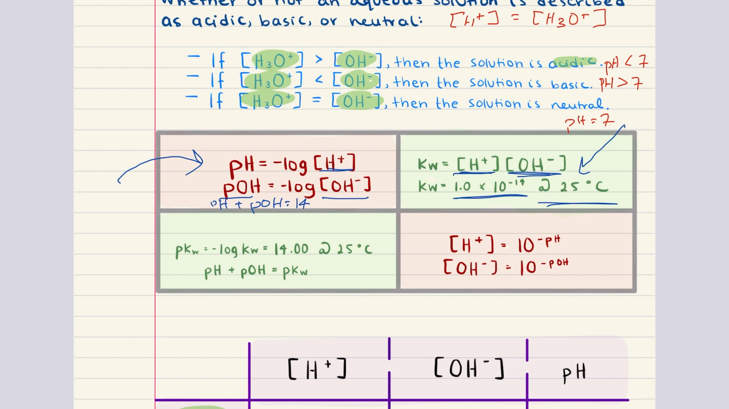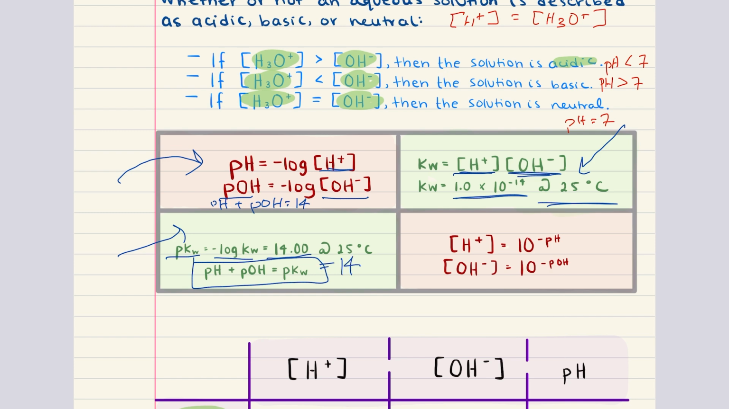All right, in this third box, this touches on the water dissociation constant again. Here we notice that the pKw is just the negative log of the water dissociation constant, and that's going to equal 14 at 25 degrees Celsius. This also helps us figure out the origin of this relationship right here, where pH plus pOH is equal to pKw, which is equal to 14.